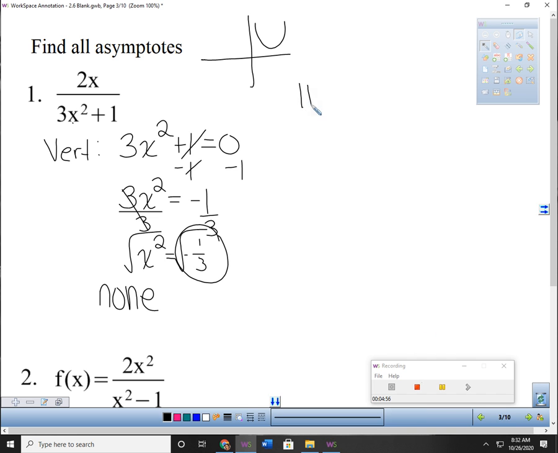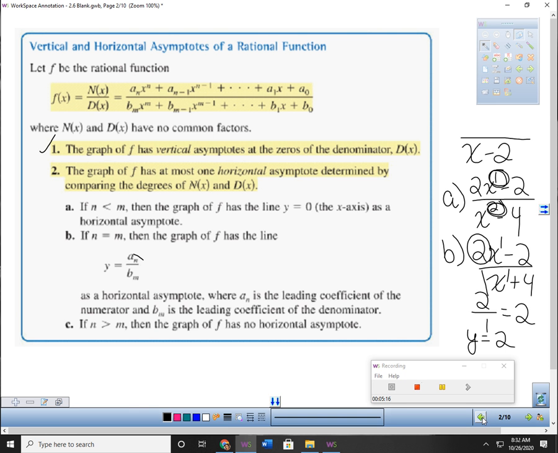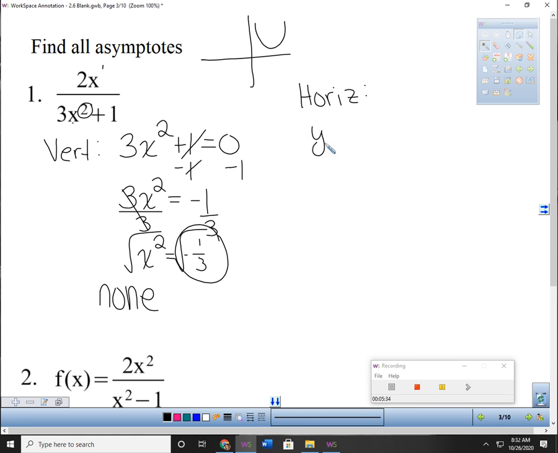So horizontal asymptotes, that's where we're going to compare degrees, all right? So I'm going to look at this, and the degree is always the biggest power that you have on your exponent. So up here I have a 1, and down here I have a 2. So the top is smaller than the bottom. So if you look at your three options here, N represents the top, M represents the bottom. When the degree on top is smaller than the degree on bottom, then it is y equals 0. So I don't even have to do any calculations. So y equals 0.